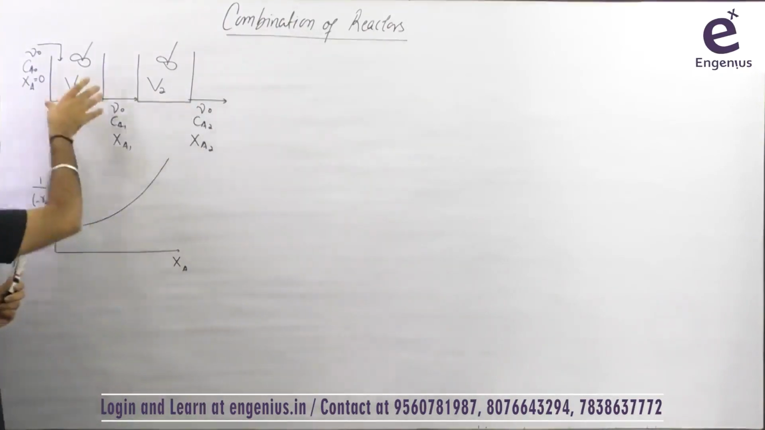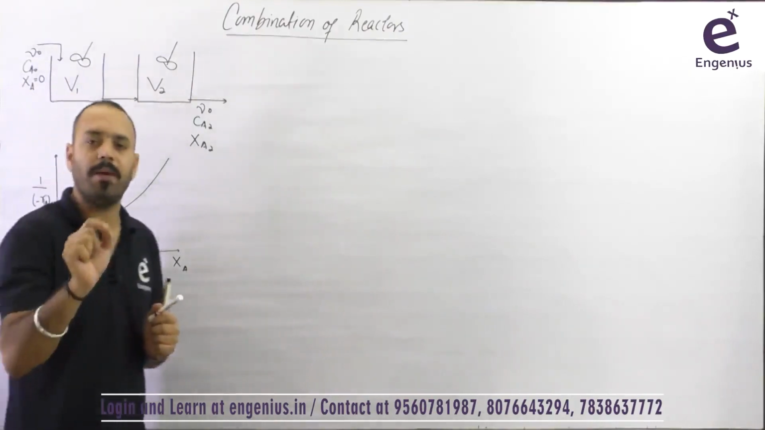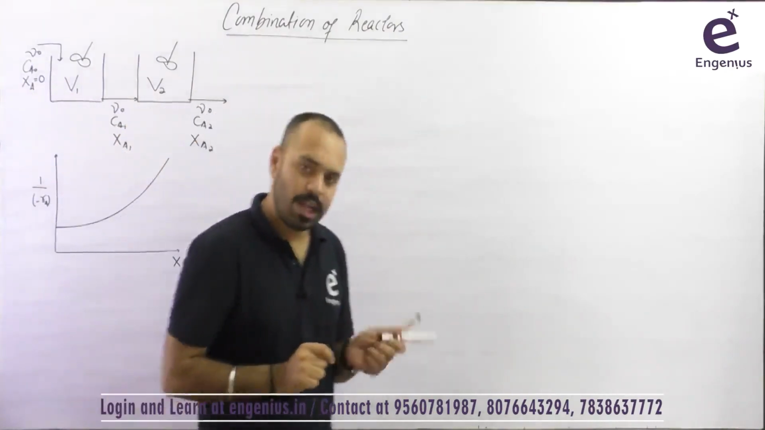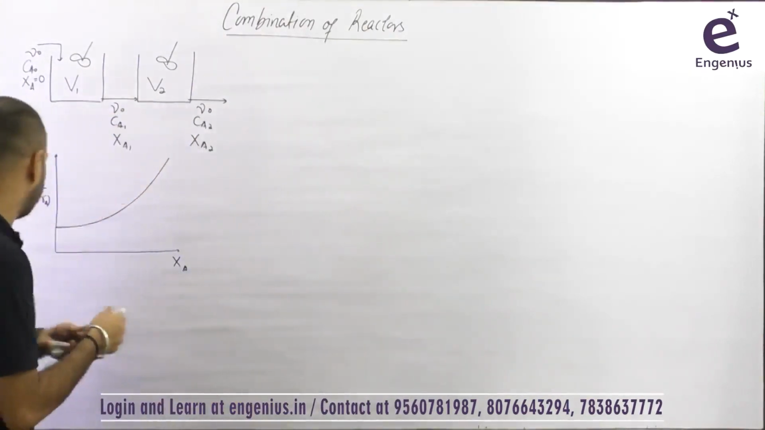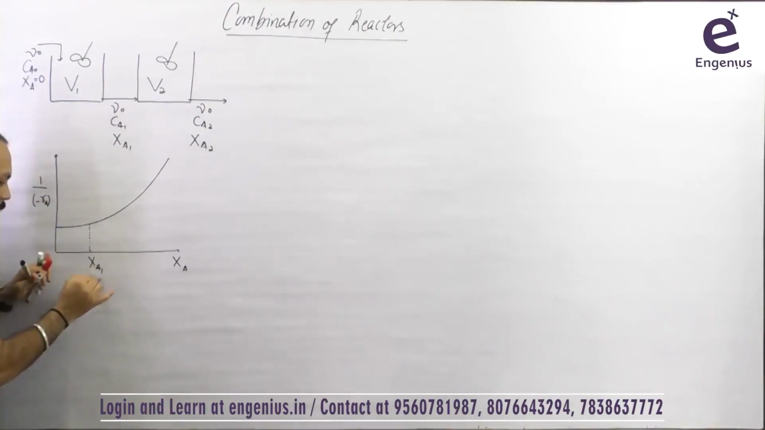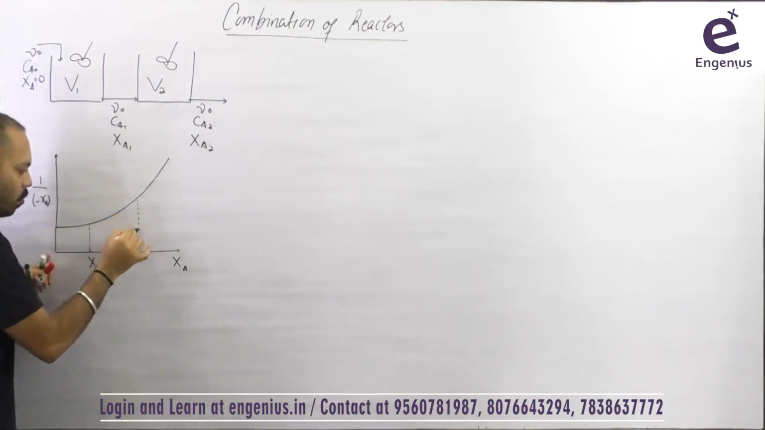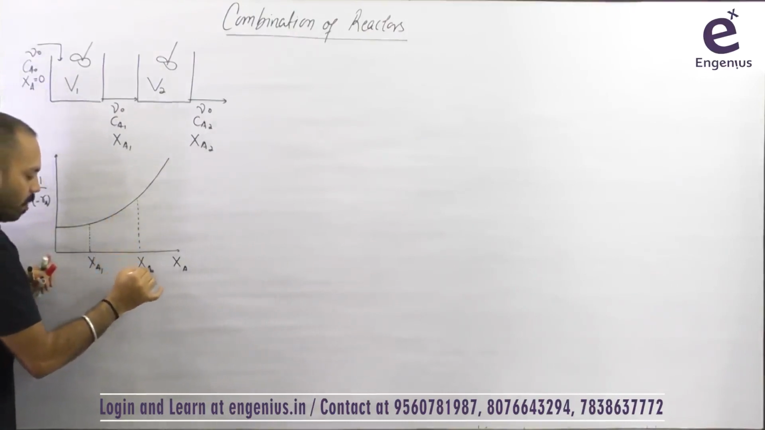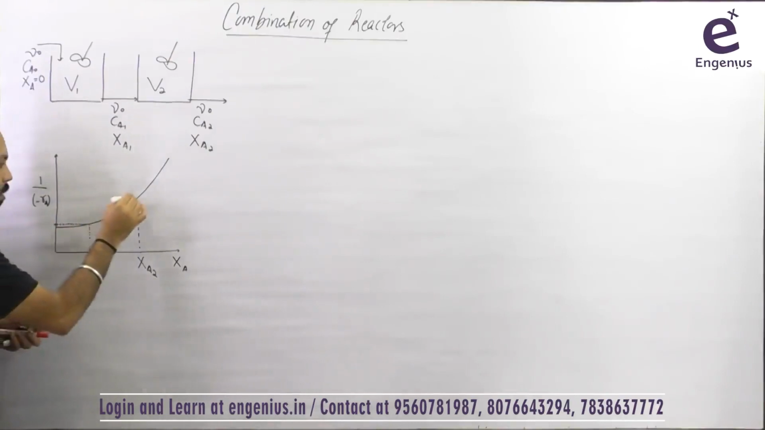Now you know how to represent a CSTR on Levenspiel plots: by area under the curve or by completing the rectangle. According to the design equation of CSTR, a CSTR is always represented by completing the rectangle. Now let's do that. Suppose from 0 to XA1, this is the point, XA1, right? And from XA1, the final conversion, XA2, suppose that is the point, XA2. So how to represent it? I'm going to complete the rectangle here. So one rectangle and the other rectangle.